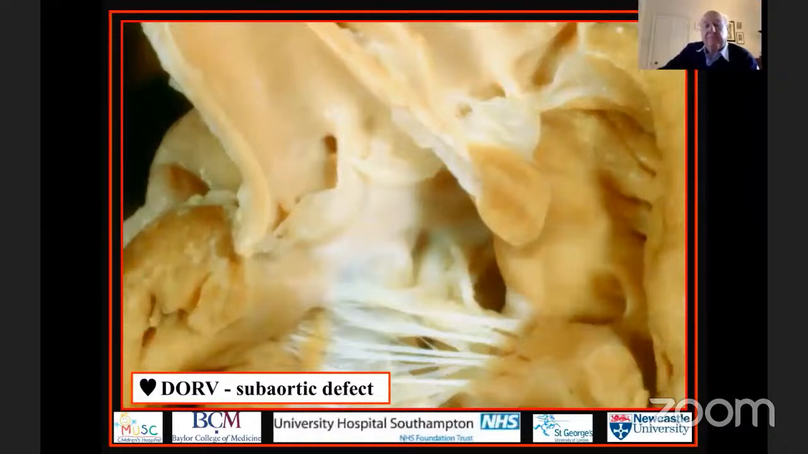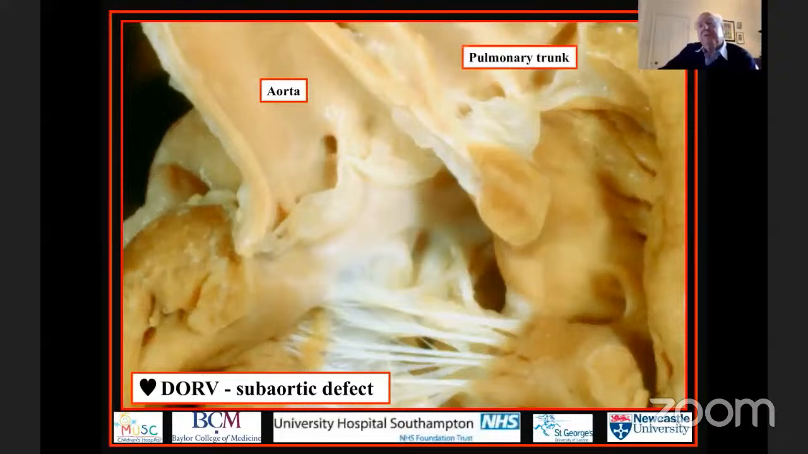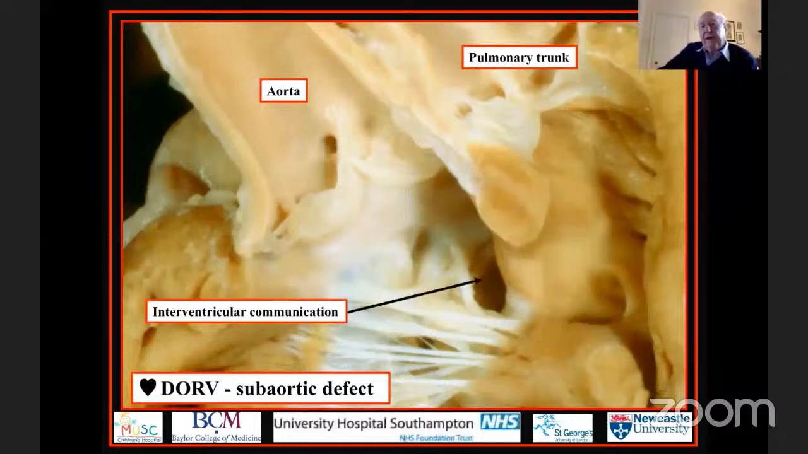And now if we move from our developmental considerations and we look at the definitive morphology, we see that that is exactly what happens. Because here I'm showing you an example of double outlet right ventricle in which the defect is in subaortic position. You'll recognize that that is the aorta. You can see the coronary arteries arising from the sinuses of this arterial root. It's side by side relative to the pulmonary trunk. There you see the interventricular communication.